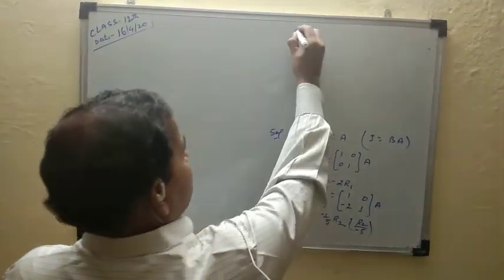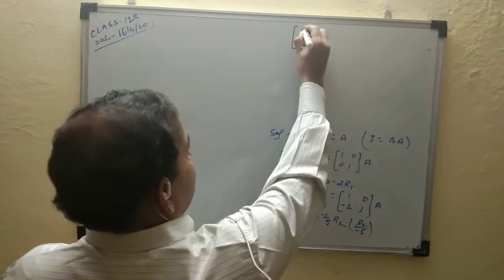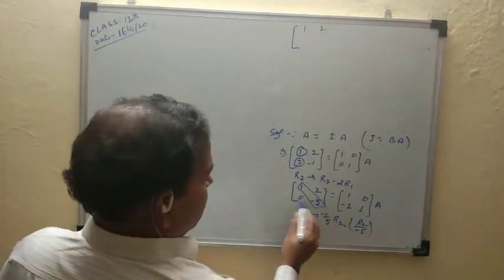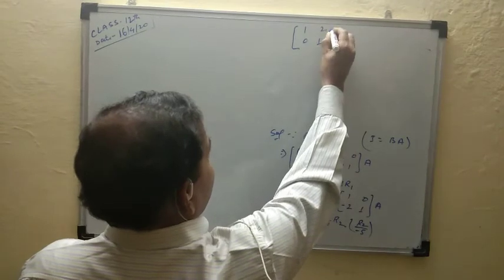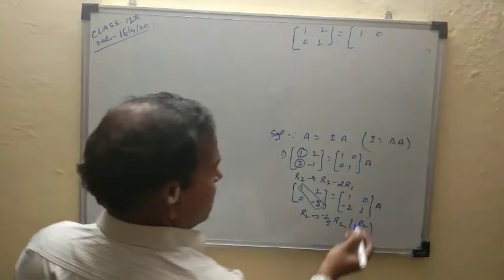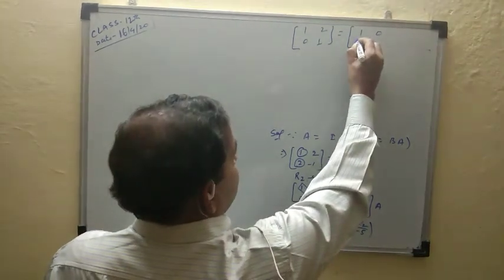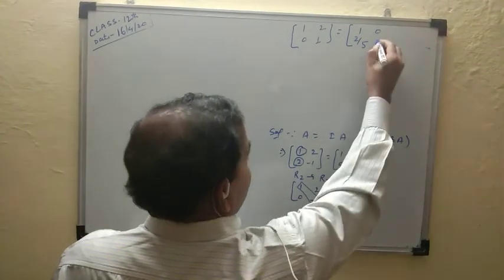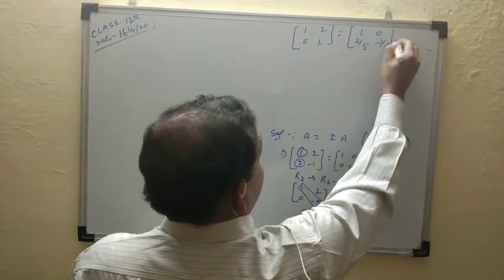So R1 same, 1 2, and R2 divided by minus 5, so 0 and 1. This equals R1 same, 1 0, and R2 divided by minus 5. So this becomes 2 by 5, and this becomes minus 1 by 5, into A.